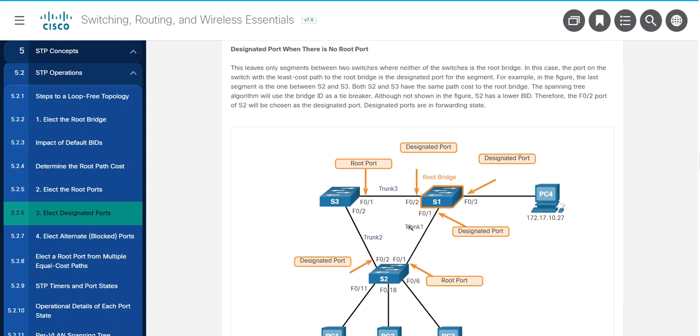So in this scenario where you're not sure what to do, like between S2 and S3, what you would do is use the switch that has the lowest bridge ID, and that would become the root port. And the other would become the designated port. If they have the same bridge ID, then you would use the lowest MAC address, just like you did in the earlier election to elect the root bridge.